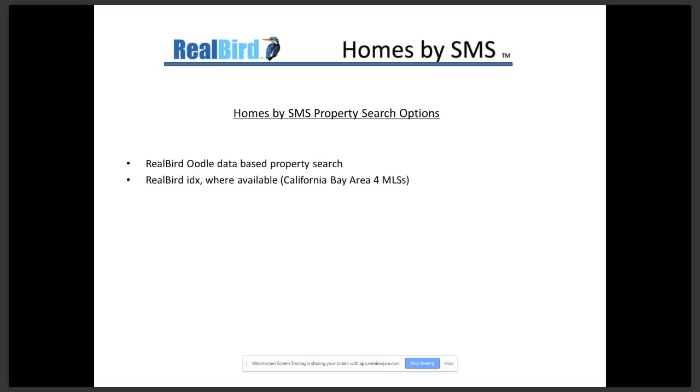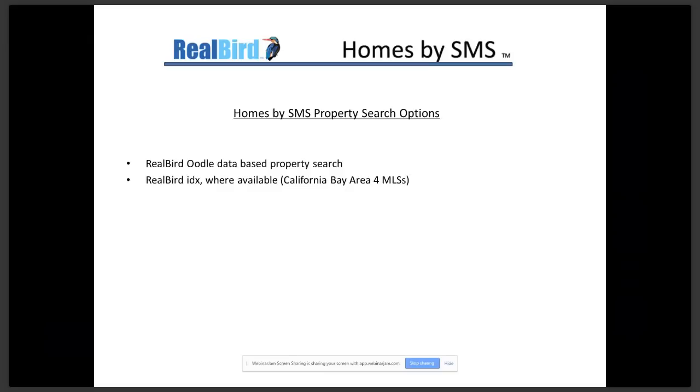The other one is IDX. We have only a few IDXs because every MLS wants money and this and that. And for lead generation, it really doesn't matter. It matters that you get somebody's lead. So in that sense, what the consumer gets back, whether it's an IDX-based property or Oodle or Realtor.com, it doesn't matter.